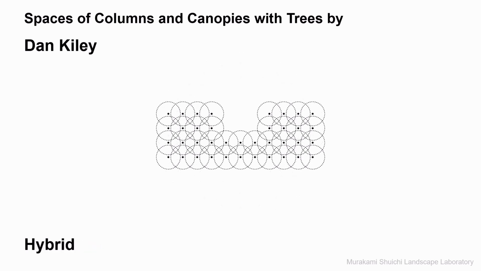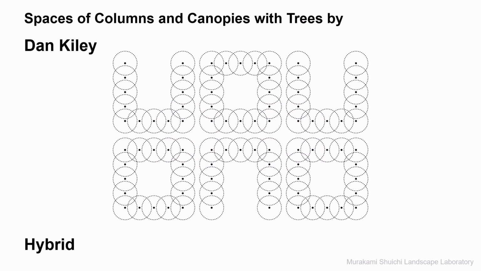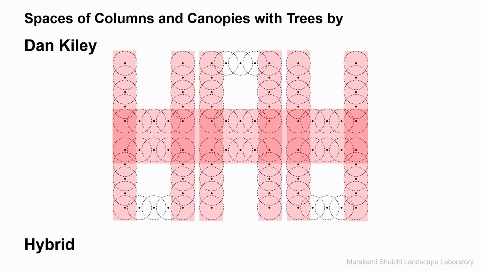In addition, some compositions combine these different patterns. On this slide, you can see a hybrid of a linear row and 2 grids. On the next one, you see a hybrid of linear rows with 3 enclosures.